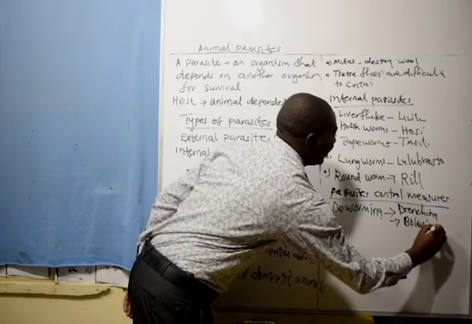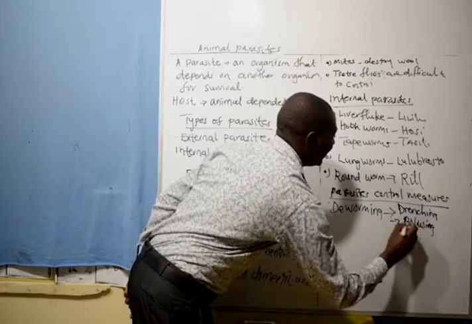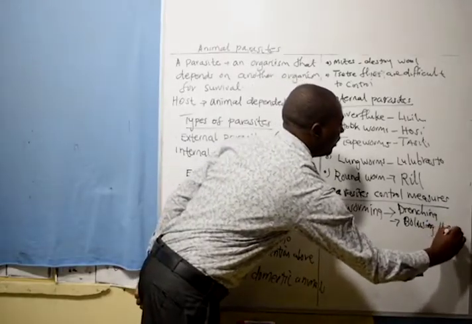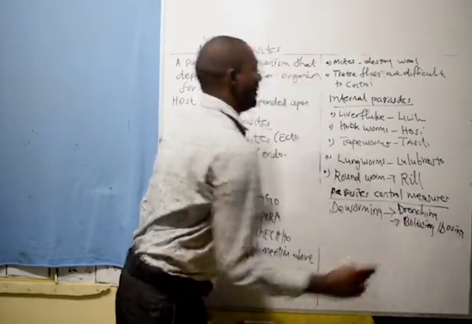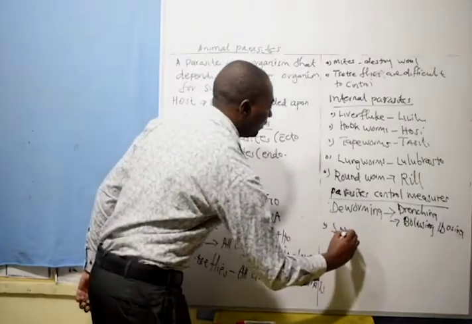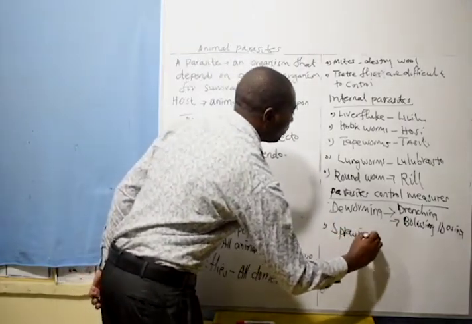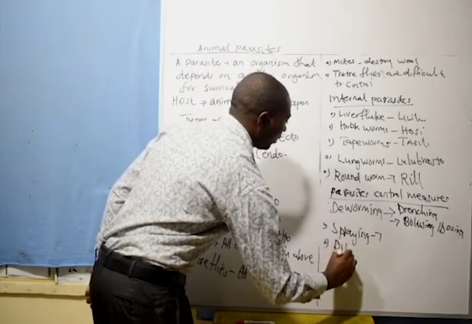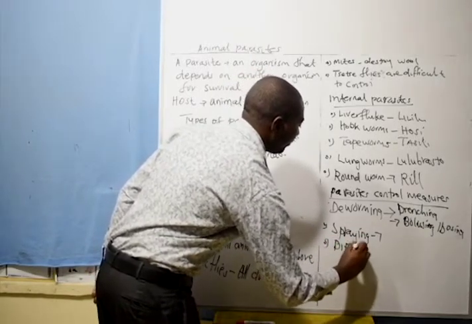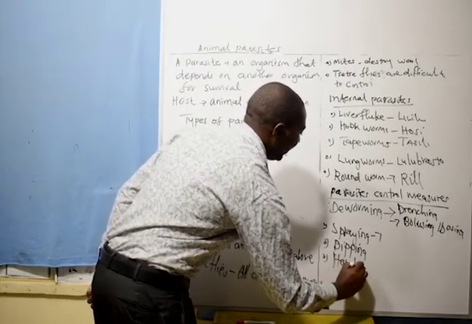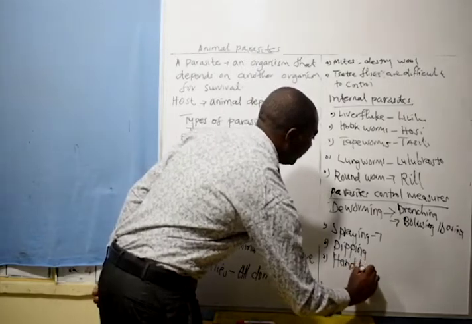Bolusing, also known as dosing, is giving solid medicine. Drenching is liquid. For the external, you do spraying. You spray animals in a crush. If there are many, you take them to a cattle dip, so we call it dipping. Some of them, like the ticks, you can do hand picking.